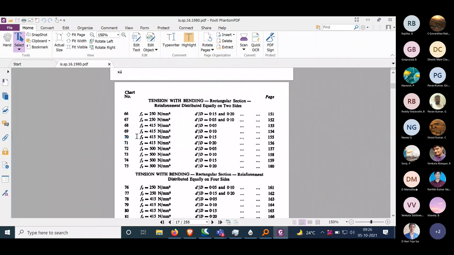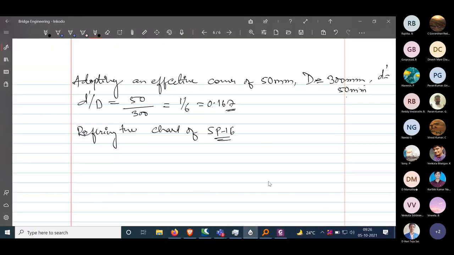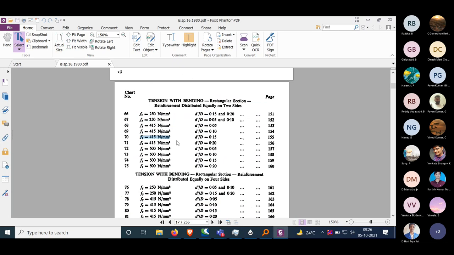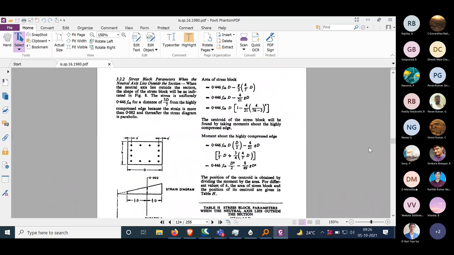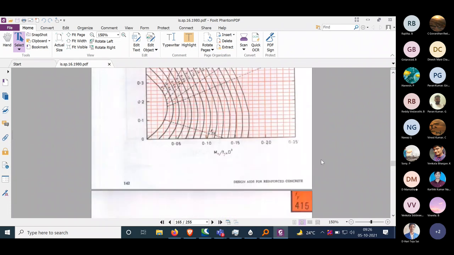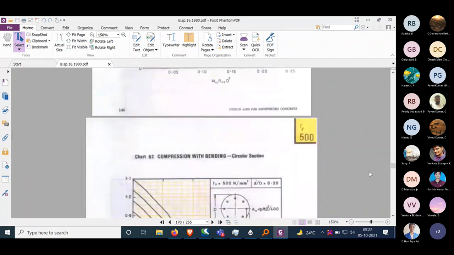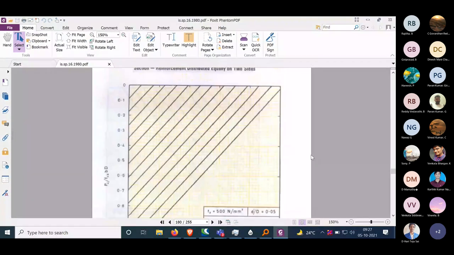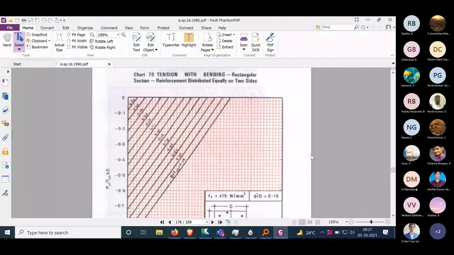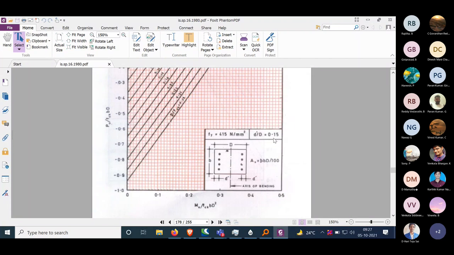Okay, so let us take the value from chart 70. Directly I am taking the value, so the difference will not be that much. Okay, so referring to SP's chart 70 of SP16. Chart 70 is on page number 155. Okay, so let's go there. Yes, this one. Okay, so d dash by d is 0.15.